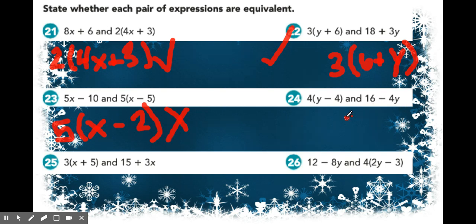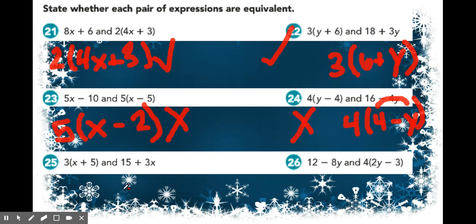16 minus 4y, I can factor out a 4. 4 into 16 is 4. And 4 into 4y would just leave me with y. When I look at these expressions, I see that these two are flipped, but because I'm dealing with subtraction, the order does matter, which tells me these two expressions are not equivalent.